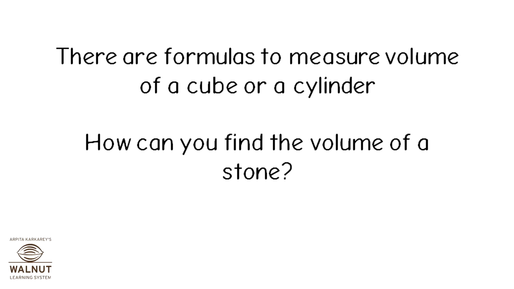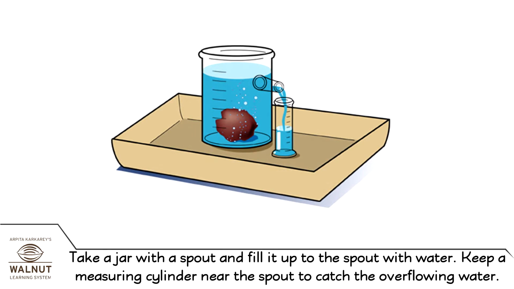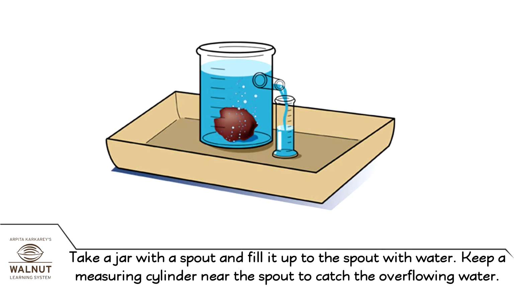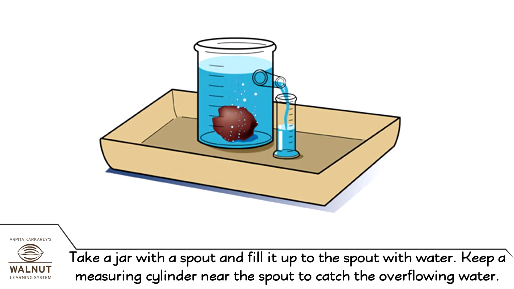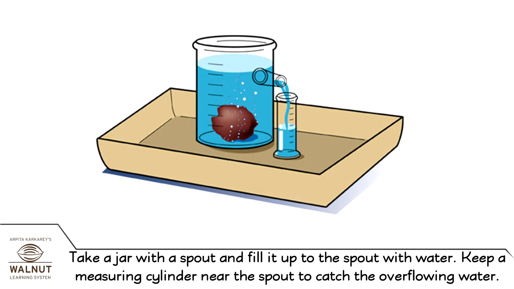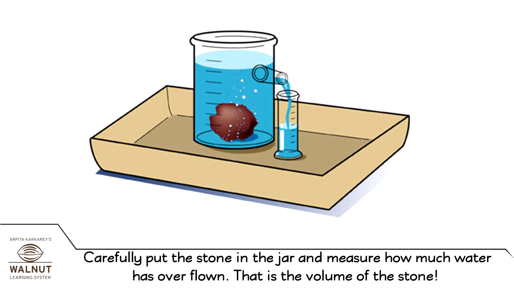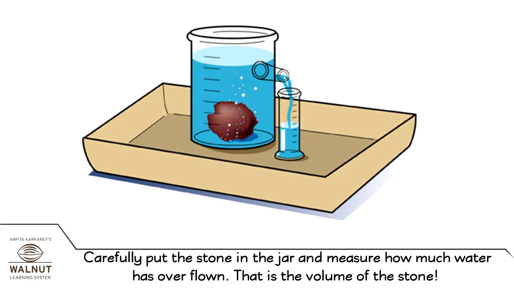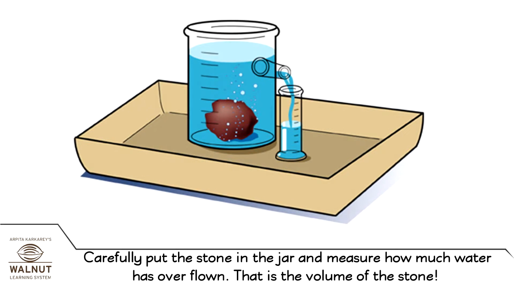How can you find the volume of a stone? Take a jar with a spout and fill it up to the spout with water. Keep a measuring cylinder near the spout to catch the overflowing water. Carefully put the stone in the jar and measure how much water has overflown. That is the volume of the stone.